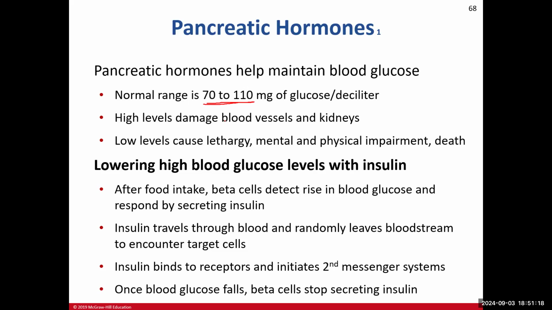And so that's why we have to worry about damage to the blood vessels, damage to the blood vessels in the kidneys, but also the kidneys themselves, the nephrons. That's the filtering mechanism, which we will discuss. No healthy individual should be excreting sugar in their urine.